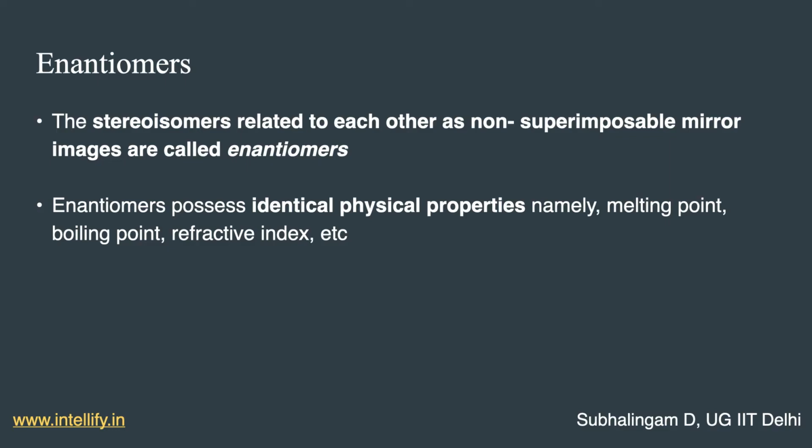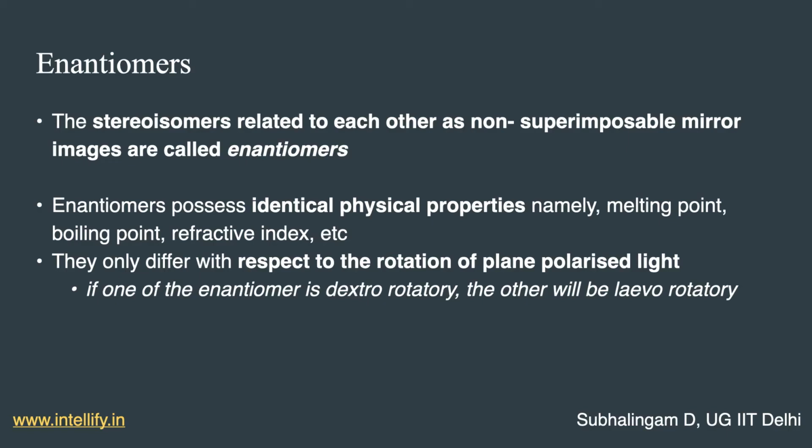Enantiomers possess identical physical properties. For example, melting point, boiling point, and refractive index are all the same for two enantiomers. They only differ with respect to the rotation of plane polarized light. That is, if one of them is dextrorotatory, the other one will be levorotatory. In simple words, if one compound rotates the plane polarized light by plus 5 degrees, the other compound, which is the enantiomer of the previous compound, will rotate the plane polarized light by minus 5 degrees.